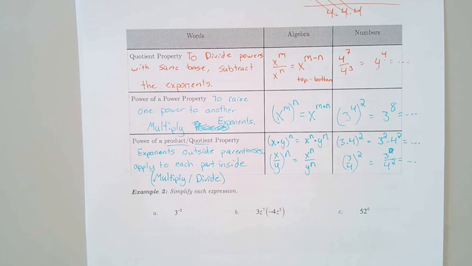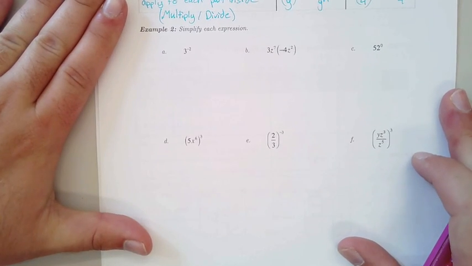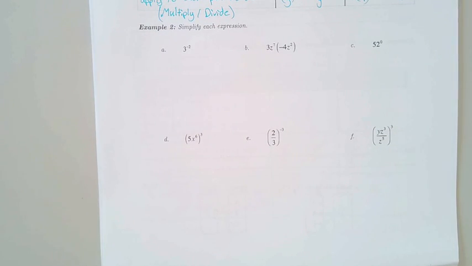All right, I didn't switch colors on the last one, but it works. All right, example 2, we need to simplify our expression. Our goal is to get down to a single number, and if we have variables, just one of each of those variables with a positive exponent. So single number, single variable, positive exponent. That's how we know things are simplified.